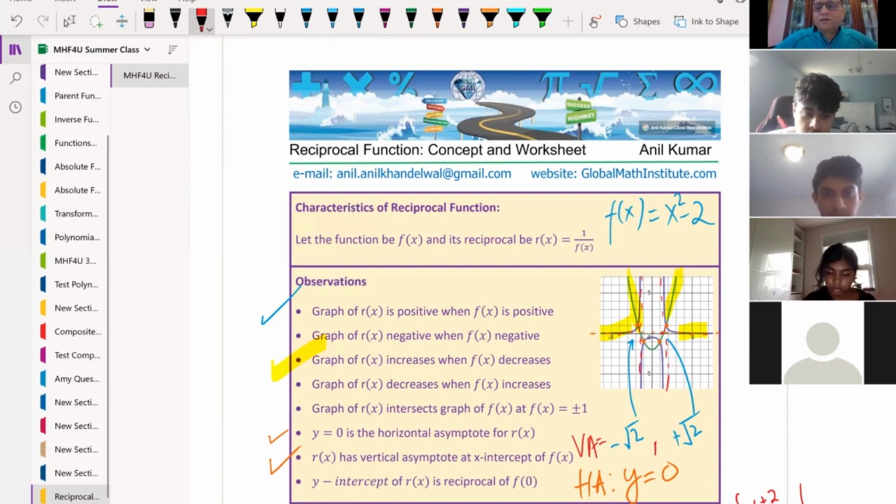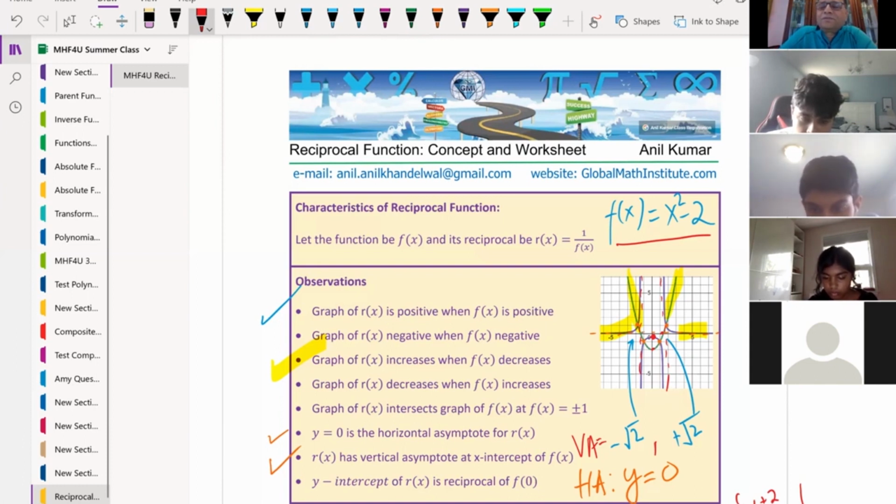Correct. Last point. Akshat, can you please read the y-intercept? Yes, sir. Y-intercept of R of x is the reciprocal of f of 0. Correct. So in this case, minus 2 is the y-intercept for this particular function. If I put x equals 0, the reciprocal of minus 2 is minus half. So I have that point on the reciprocal, which is minus half. Do you see that? I've got the y-intercept of the reciprocal function also. You get the idea? So R of x is denoting the reciprocal, right, sir? Yes. So in this case, where would we see the y-intercept of the reciprocal? Here.